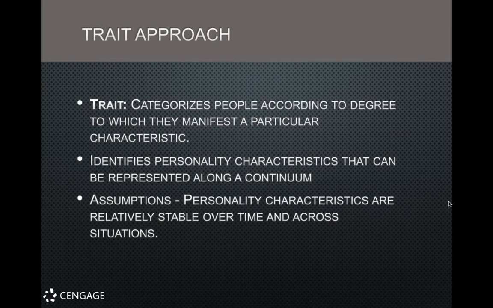Traits are different from states because states are more transitory dispositions compared to traits. So when you see the word trait, it categorizes people according to degree to which they manifest a particular characteristic. So something that is particular about someone that is consistent over time and influences behavior.